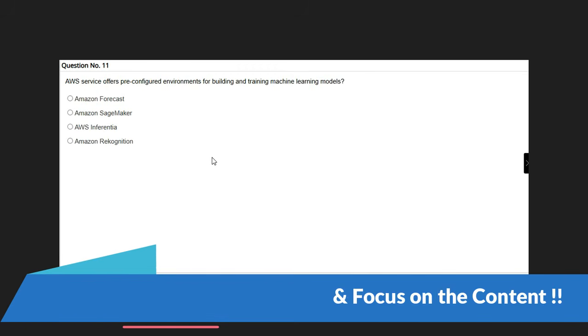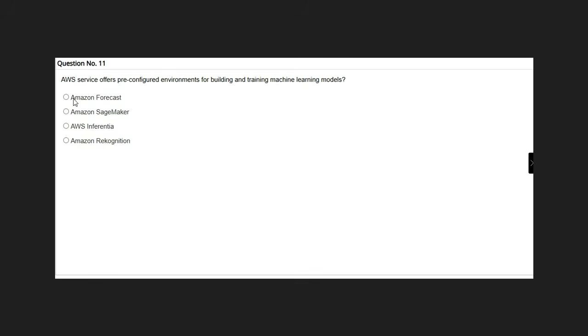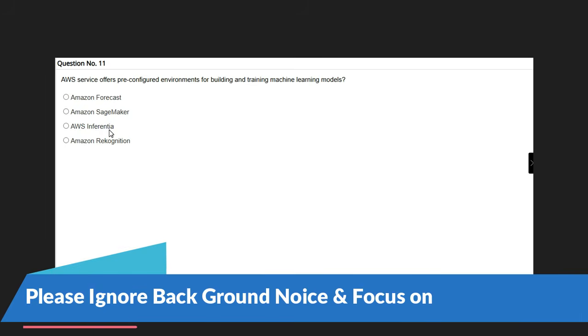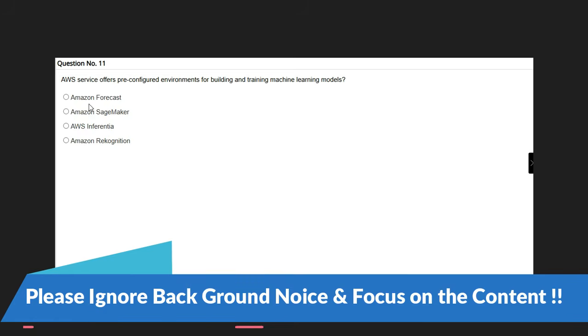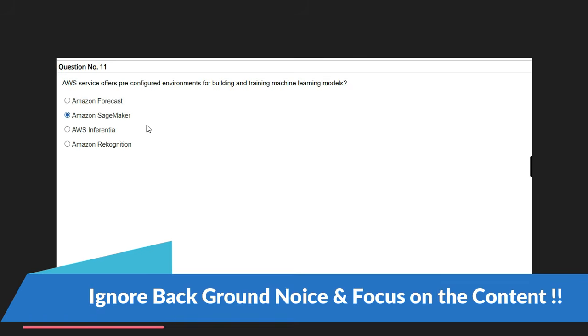So question number 11, important question, most repeated one. Which AWS service offers pre-configured environments for building and training machine learning models? So option A, Amazon Forecast, option B, Amazon SageMaker, and option C, AWS Inferentia. Option D, Amazon Rekognition. So the right answer is option B, Amazon SageMaker. Amazon SageMaker is the right answer.